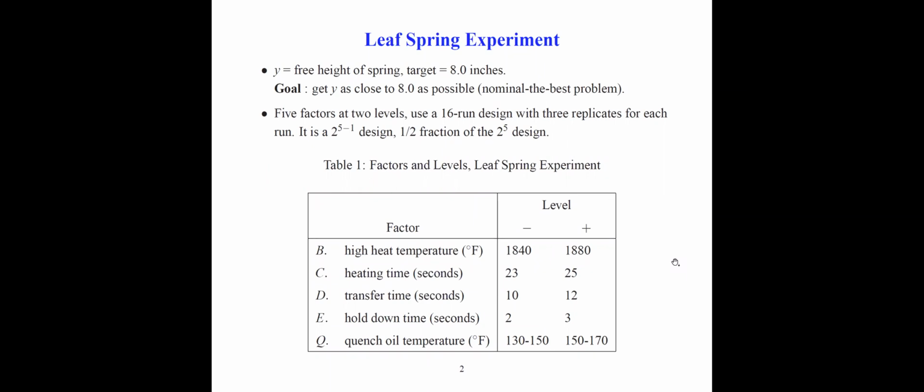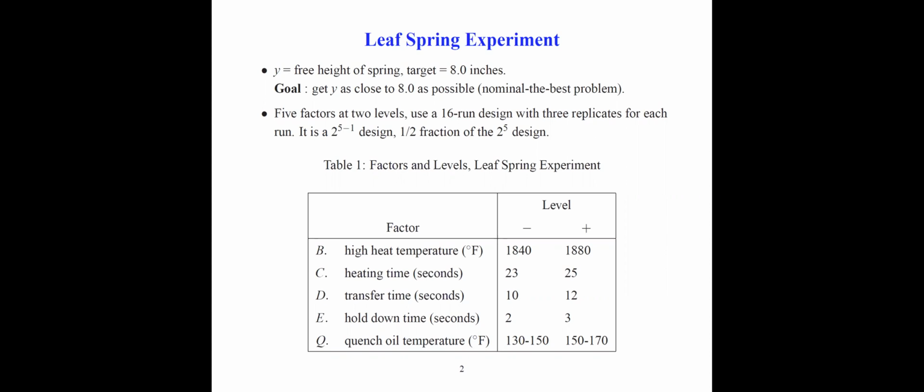Now let's look at this experiment. The response variable y is the free height of a spring. A spring is just a spring: you press it, it will be resilient and then come back to the original height. So the target is 8 inches. The free height is 8 inches. We want to get y as close to 8 as possible. This is a nominal-the-best problem.